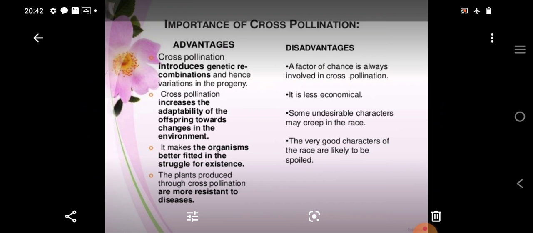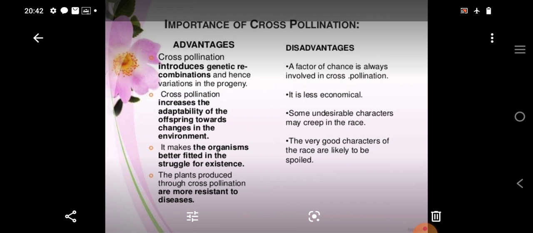While there are some advantages, along with it there are some disadvantages also. The first disadvantage is that a factor of chance is always involved in cross pollination. Means it depends on a by chance process. There are some probabilities of a pollen landing on the stigma, and there are some probabilities that the pollens will not land over the stigma. So as it's a by chance process, it's less economical.